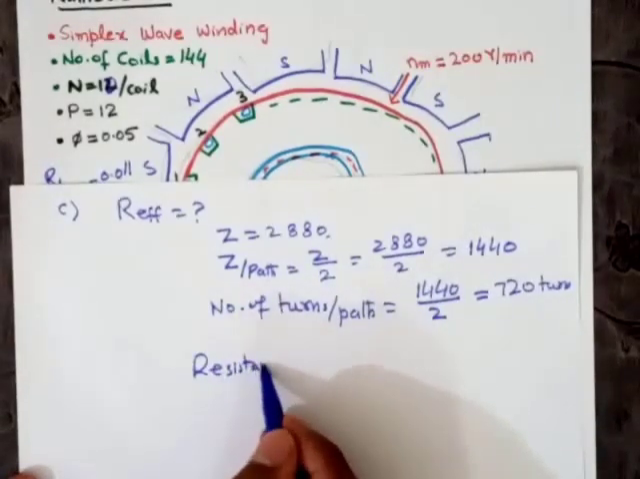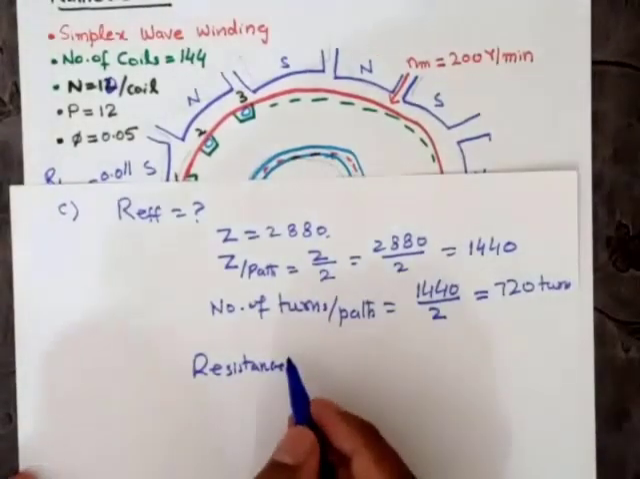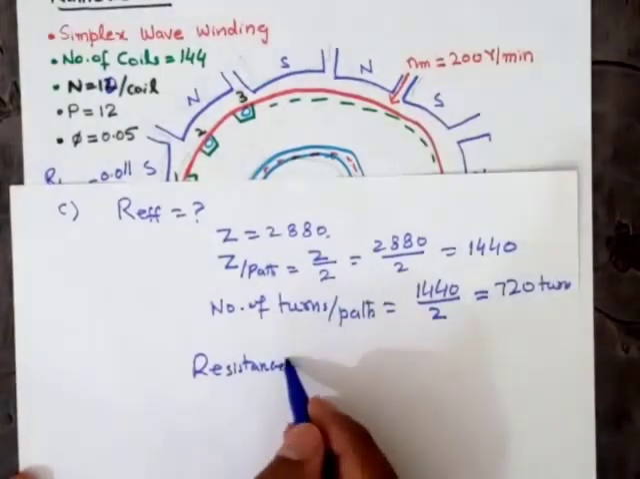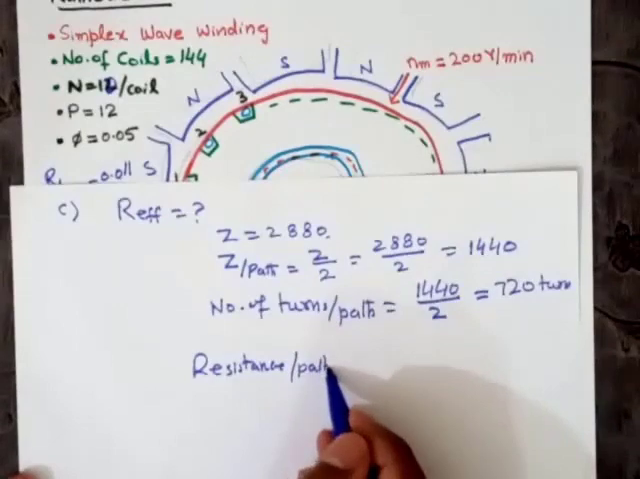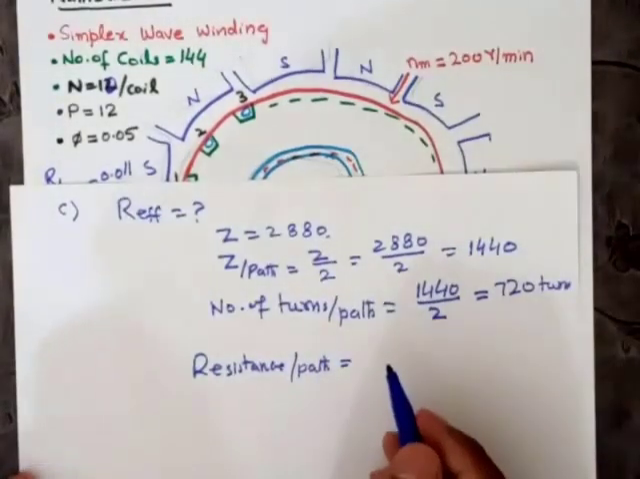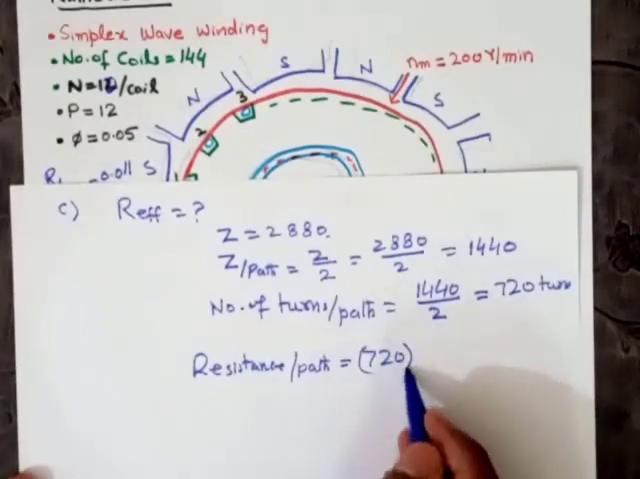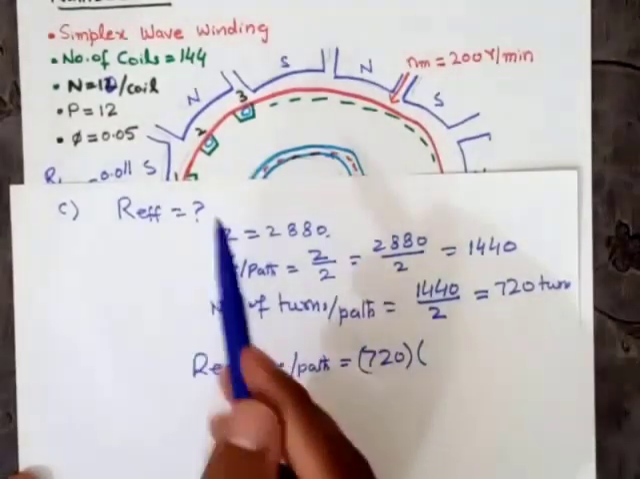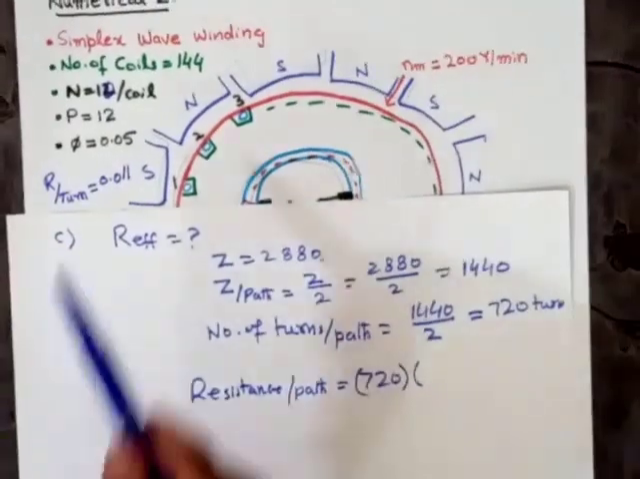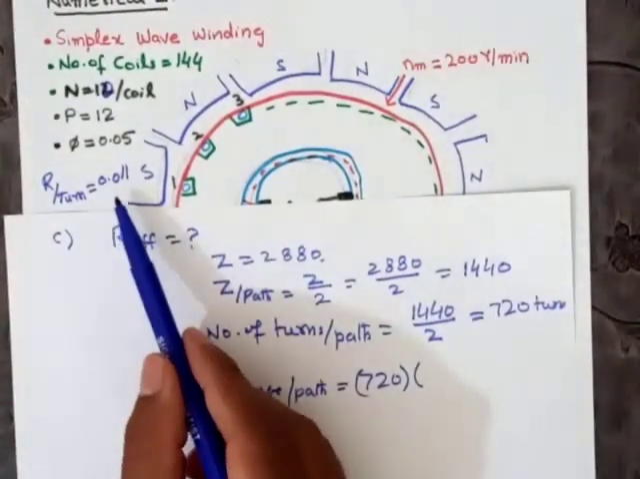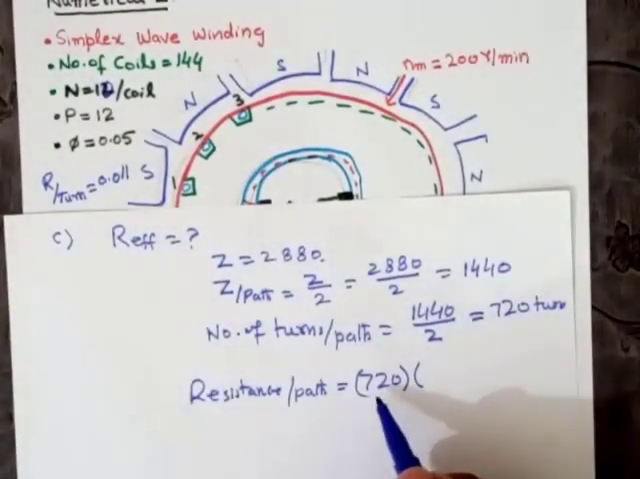Resistance per turn is equal to the resistance per path, which is equal to the total number of turns, here 720, times the resistance of the single turn. As you can see here, the resistance of the single turn is given as 0.01. The total number of turns in a single path is 720.